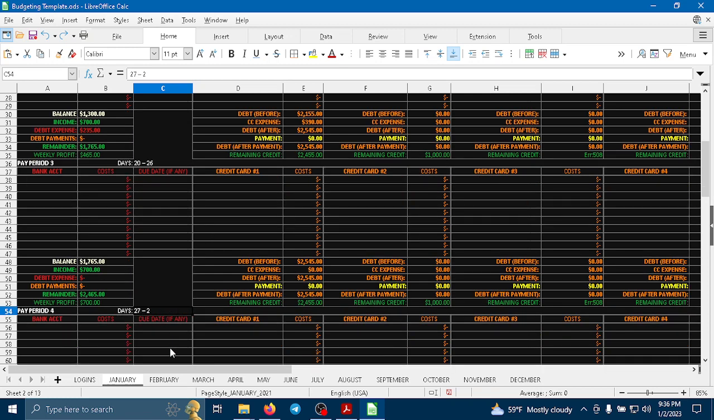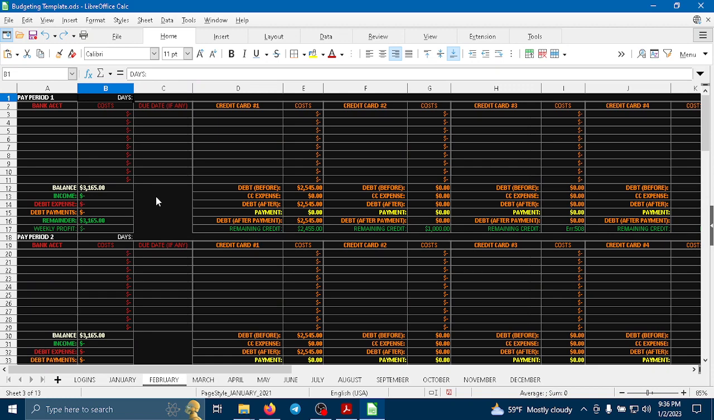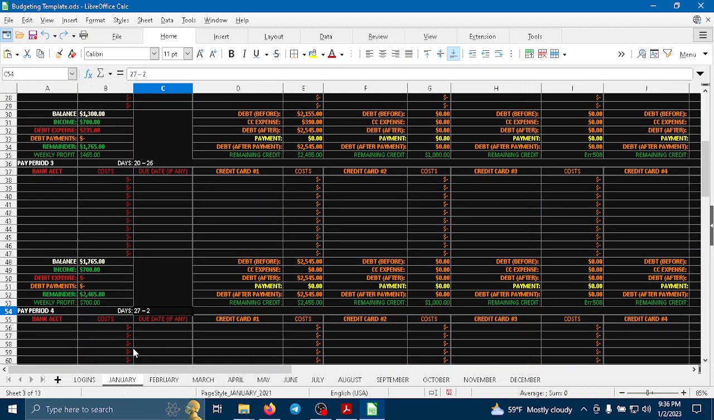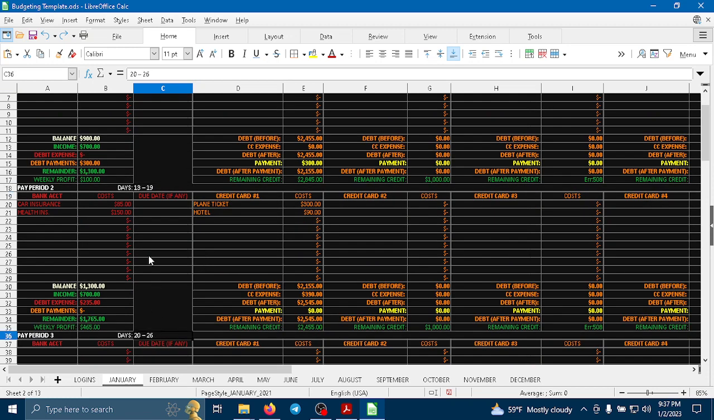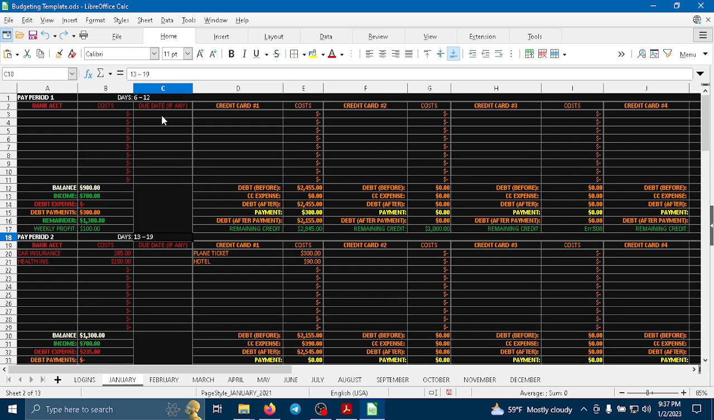Now you'll notice that each month, however, is not pre-filled like January's is. And that is because not everyone's paid every Friday. So let's say you buy this sheet and then you see these numbers. Do not use these numbers if you're paid in a different way.